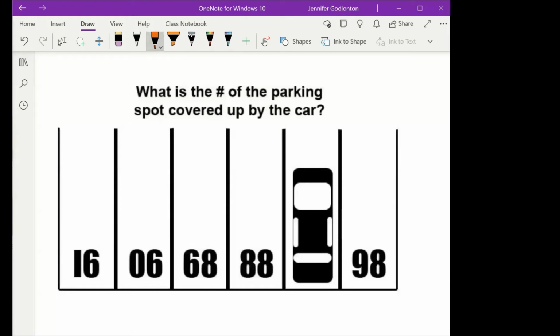But for those of you who can't see it, the answer is 87. It's just upside down. So this is 86, this is 88, this is 89, this is 90, and this is 91. And so this parking bay is 87. But when I first saw this, I was like 16, 6, 68. Ooh, what is it?